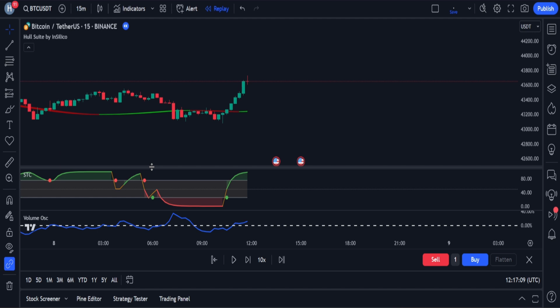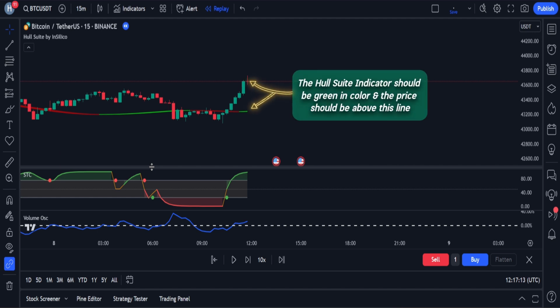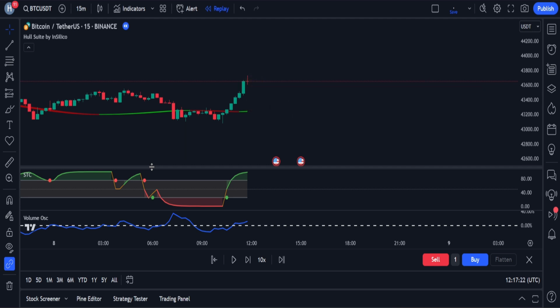So for a buy trade to be valid, first, we will check to make sure that the price is trading above the Hull Suite line. We also need to make sure that the color of the Hull Suite line is green. This indicates that we are currently in a buying trend. Now let's take a look at the STC line. We need to make sure that the STC line is above the 75 level. As you can see, that is also the case here.